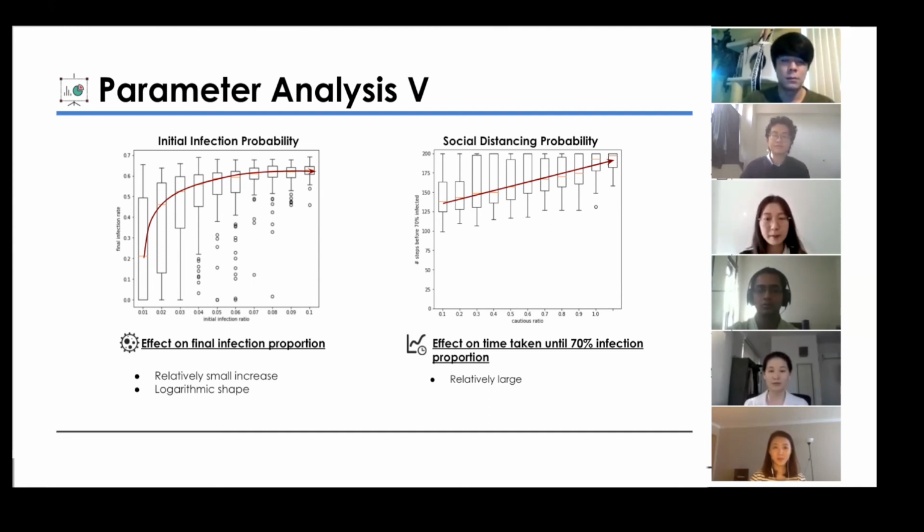The last graph is how social distancing probability affects the time taken before 70% infection proportion. There's a smooth increase in the time taken to reach 70% infection as more people are being cautious.